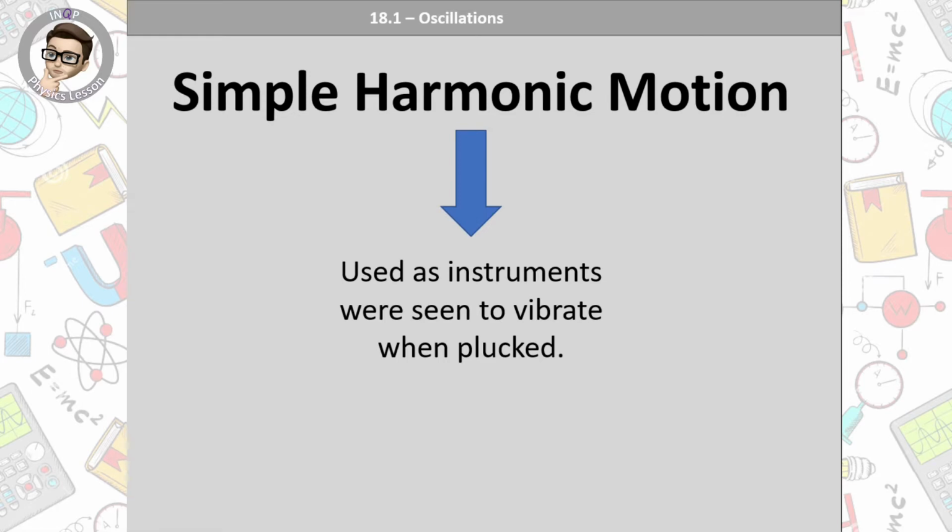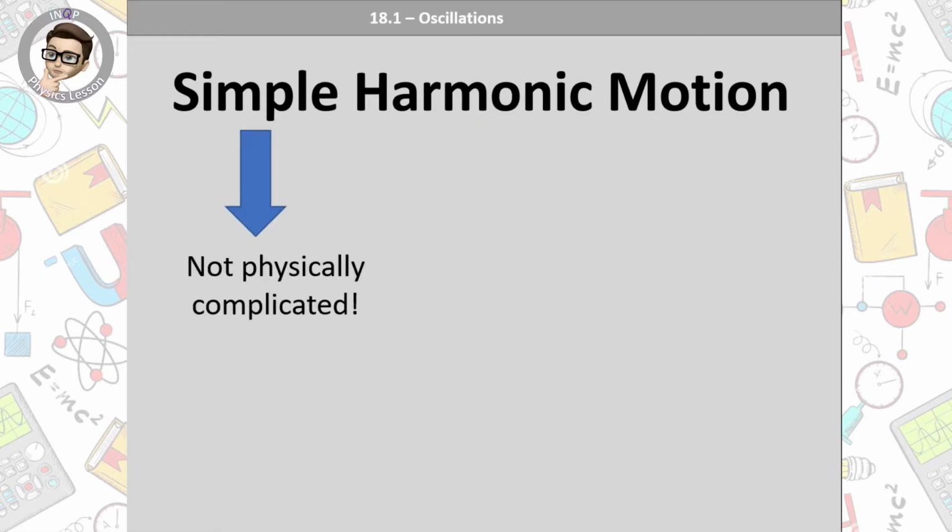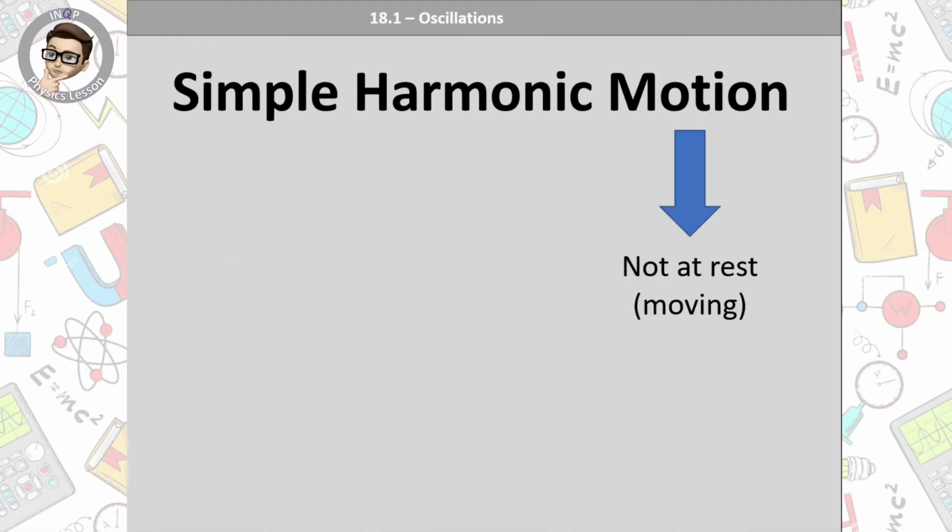So what else can we learn from this? Well, simple, because it's not physically complicated. It's complicated, don't get me wrong, this is physics, it is hard to understand. But simple in that we're going to end up with some really nice simplistic equations to work with. And motion because it's not at rest and it's moving. So it's this idea of these harmonies, these harmonics that are simple because something is in motion.